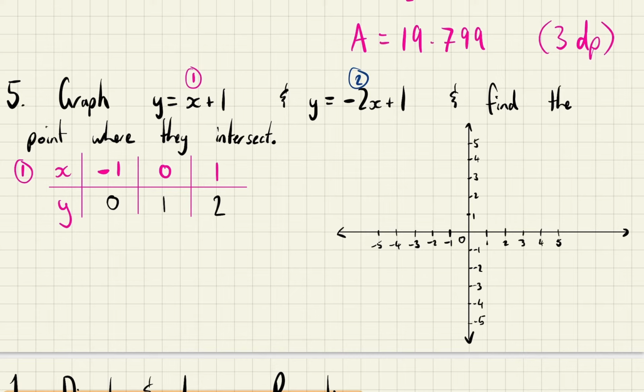So when x is negative 1, we go up 0, so it's just going to be this point here. When x is 0, we go up 1, so that's going to be our next point. And when x is 1, y is 2, so that's our next point. I should also mention it's important to label our axes, so I'll do that now. You'll notice I wrote it ahead of time, just to save time.